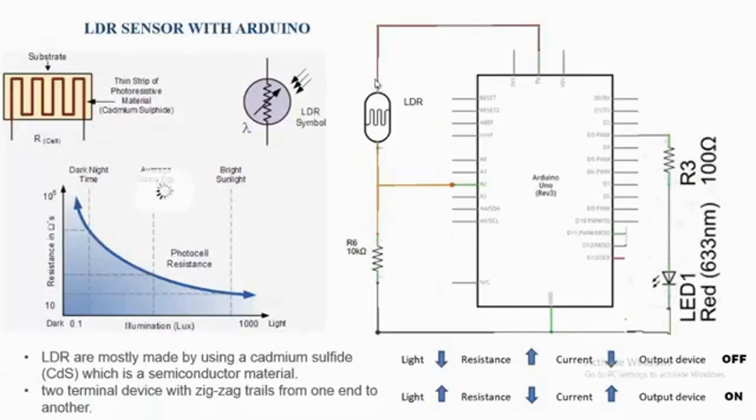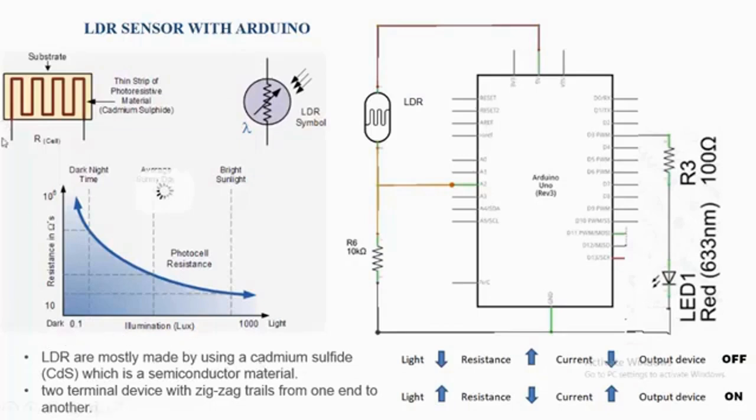Discuss about how to connect the LDR sensor with the Arduino. So first, what is an LDR? LDR is a semiconductor material. The material is cadmium sulfide. It has two terminals.